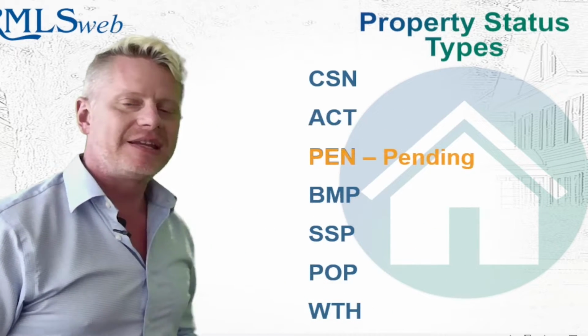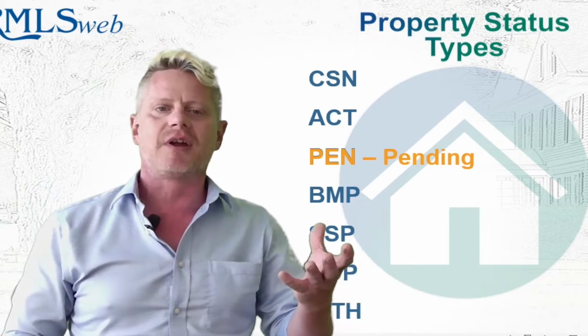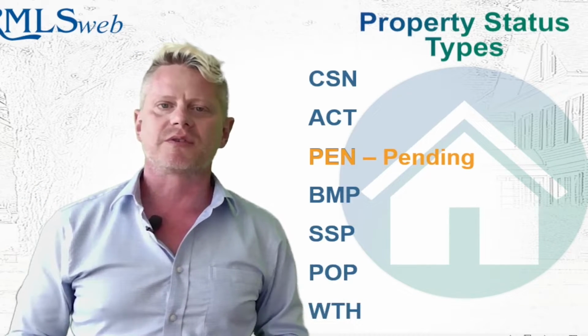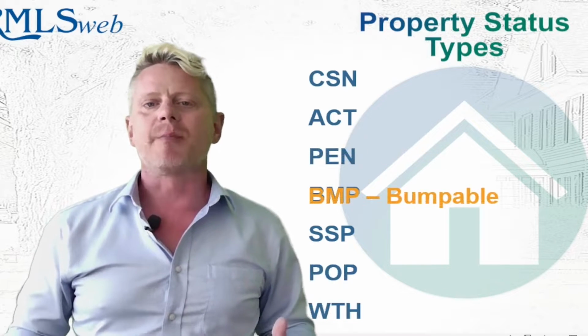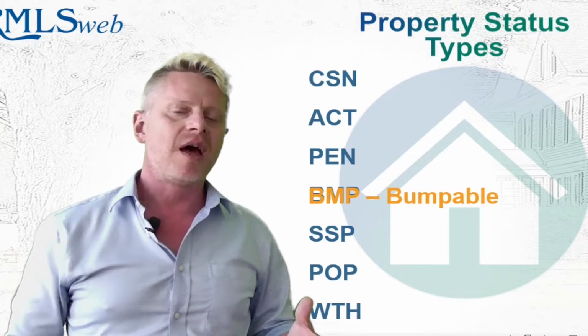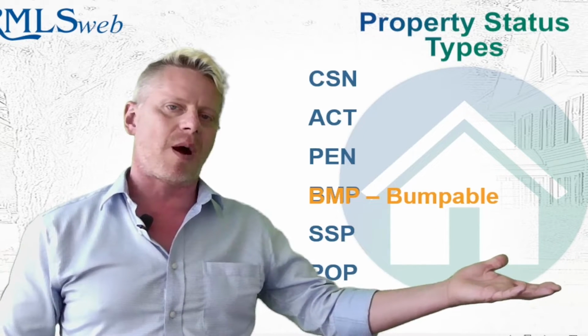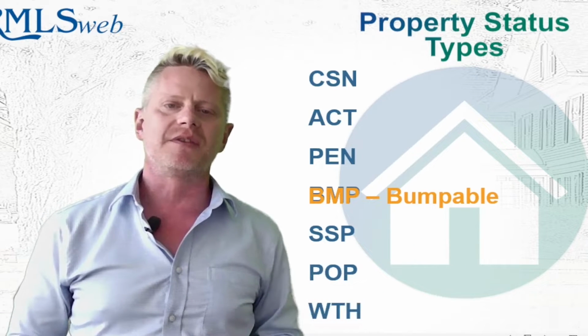Next, we have our pending status listings. This means that this property has an accepted offer and it's assumed that it's going to close. Very similarly, our bumpable pending. This is also an accepted offer on a property. However, the buyer of that property is contingent on selling another property in order to close on this one.